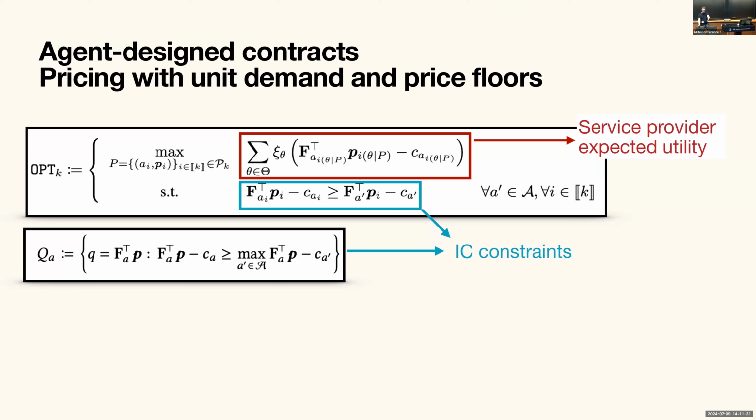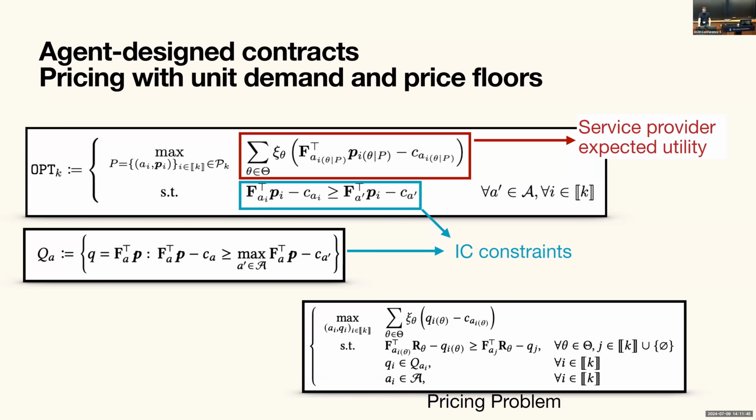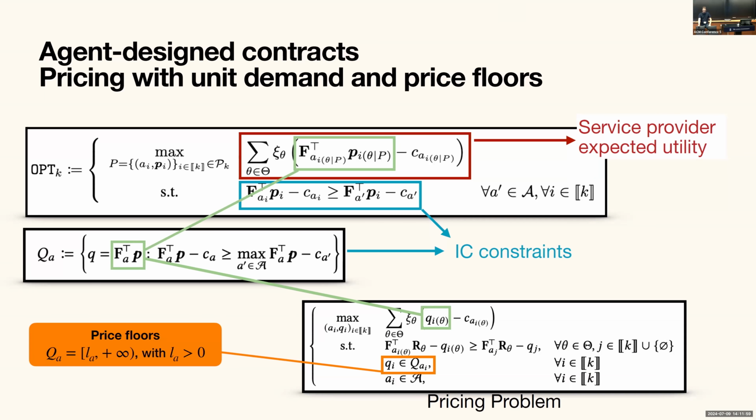And so we define the expected payment Q for each action. And the set Q of A defines the set of expected payments for each action that makes that action incentive compatible. So we can rewrite the problem as this, that I refer to as a pricing problem. I will tell you in a minute why. And the set Q of A is of a special form, which I refer to as price floors, because it only defines a lower bound on the price to make that action incentive compatible.